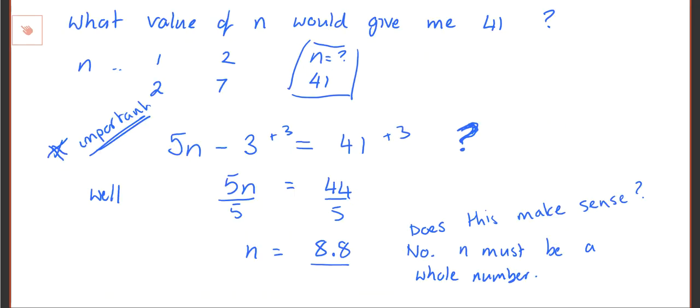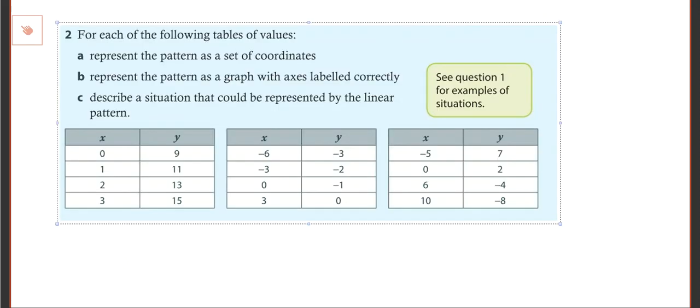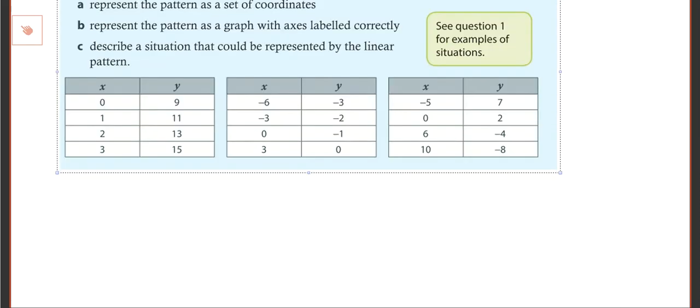Alright, let's look at this first one. Represent the pattern as a set of coordinates. So here's the table. Actually, they've done their table the same way that Alistair did his. So he's already ahead of the game. And they've made that nice and easy.